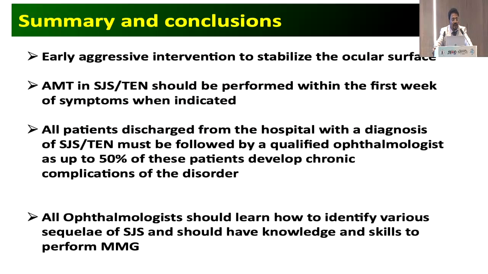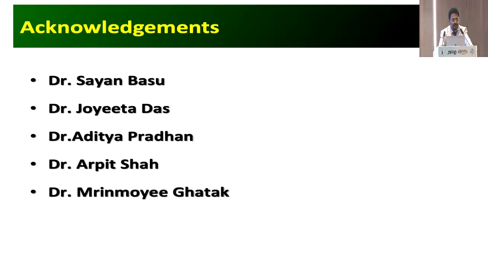So to summarize, early aggressive intervention to stabilize the ocular surface. AMT in SJS or TEN should be performed within the first week of symptoms when indicated. All patients discharged from the hospital with a diagnosis of SJS or TEN must be followed by a qualified ophthalmologist, as up to 50% of these patients develop chronic complications of the disorder. All ophthalmologists should learn how to identify various sequelae of SJS and should have the knowledge and skills to perform MMG. And these are my acknowledgements. Thank you for your time.